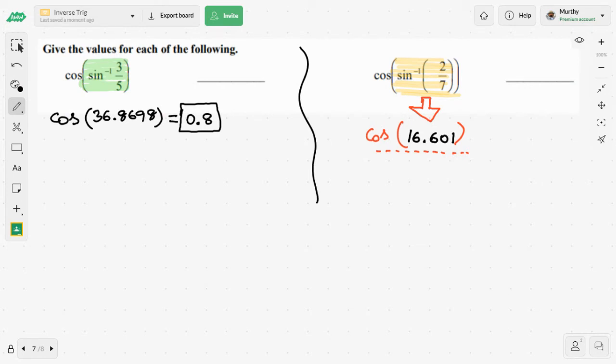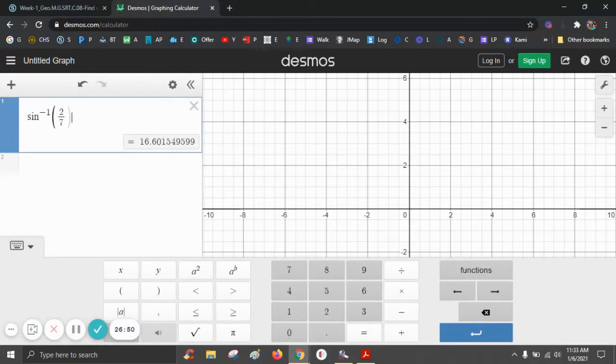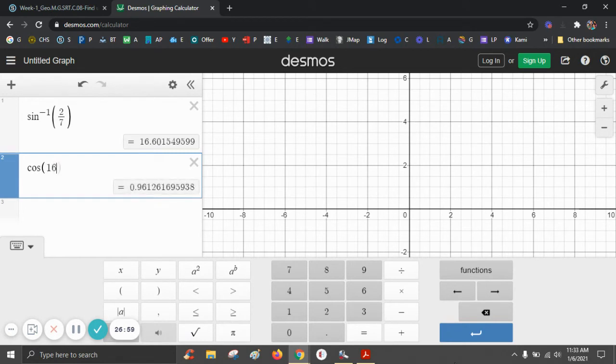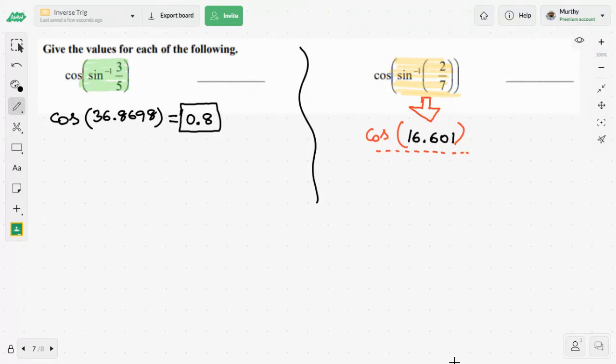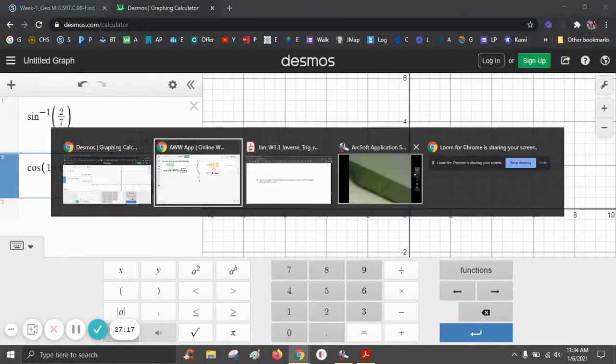Then what is cos 16.601? Let me enter cos, parenthesis, 16.601. If you want a more accurate value, you may copy from the above result, 9599. Then it is 0.9583. So the final result is 0.9583.